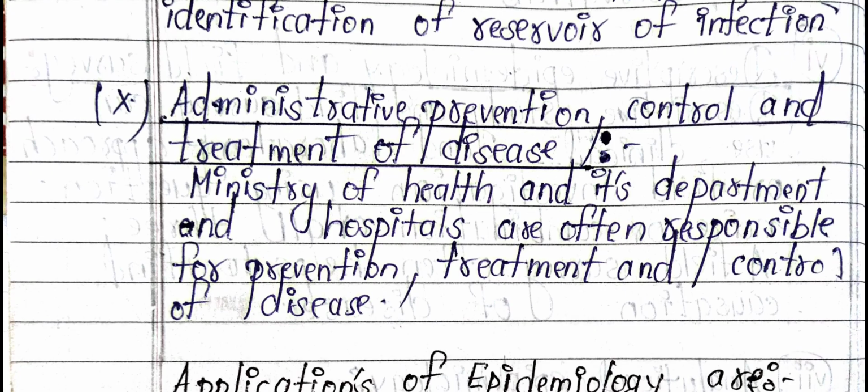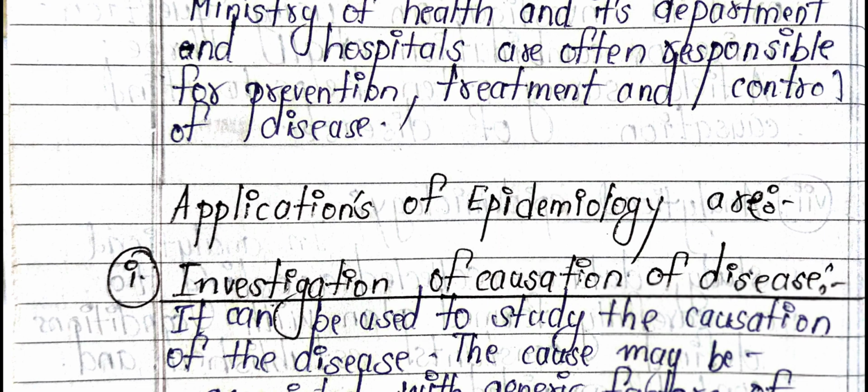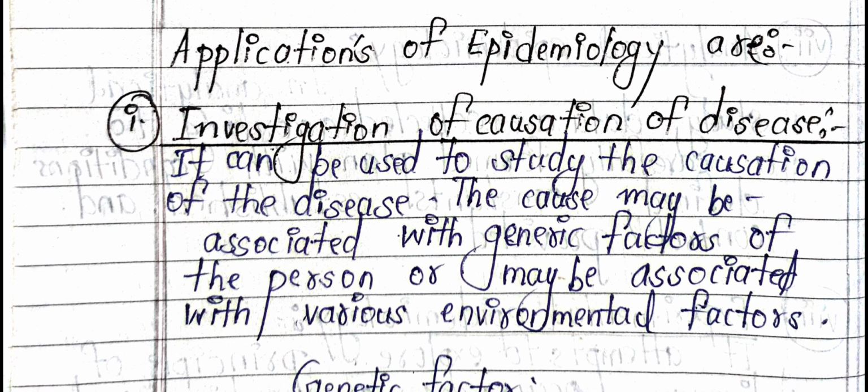Administrative prevention, control, and treatment of a disease. The Ministry of Health and its departments and hospitals are often responsible for prevention, treatment, and control of a disease. Applications of epidemiology are as follows.